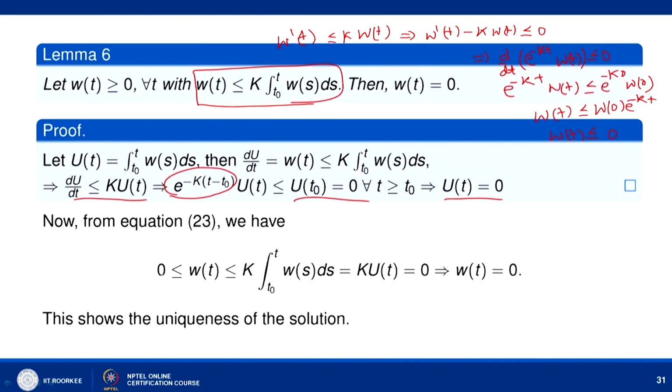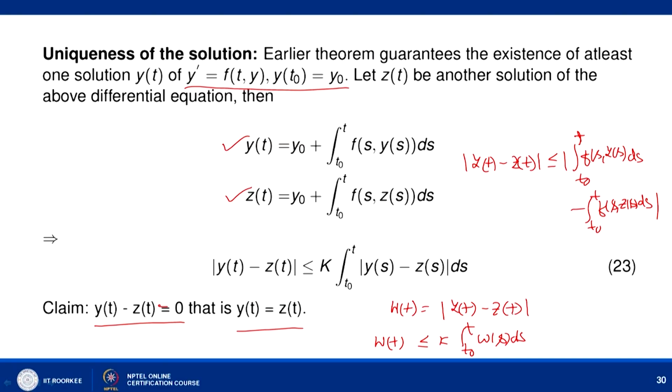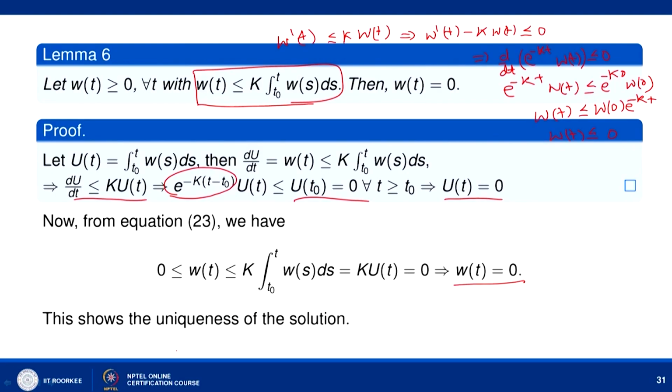So, 0 is less than or equal to W(t). Now, W(t) is less than or equal to k times the integral from t naught to t of W(s) ds, which is nothing but k u(t), and u(t) is coming out to be 0. So, 0 is less than or equal to W(t) less than or equal to 0. This implies that W(t) is equal to 0. Now, what is W(t) here? W(t) is defined as modulus of y(t) minus z(t). So, y(t) is equal to z(t). So, what have we proved? We have proved the uniqueness of the solution.